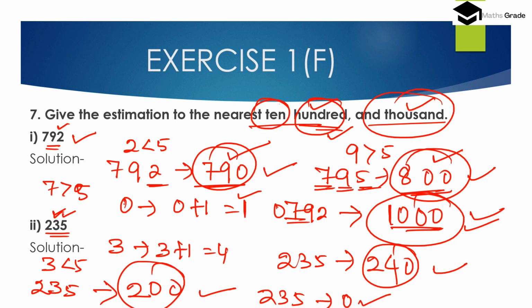So 235 rounded off to the nearest 10 is 240, and 235 rounded off to the nearest 100 is 200, and 235 rounded off to the nearest 1000 is 0.